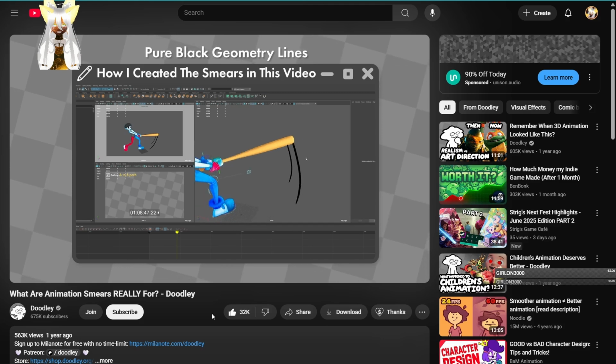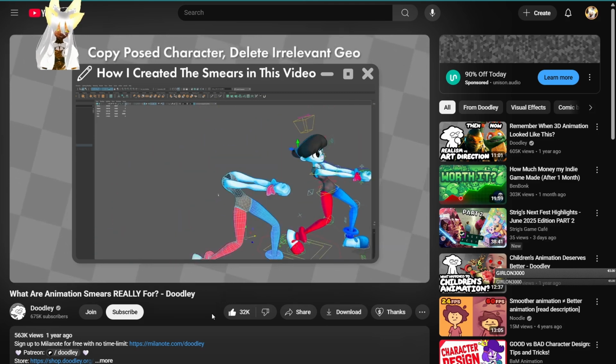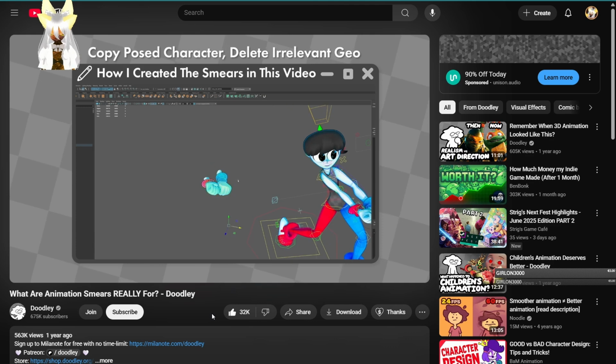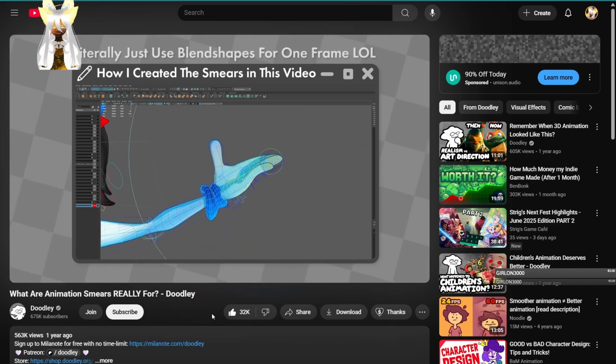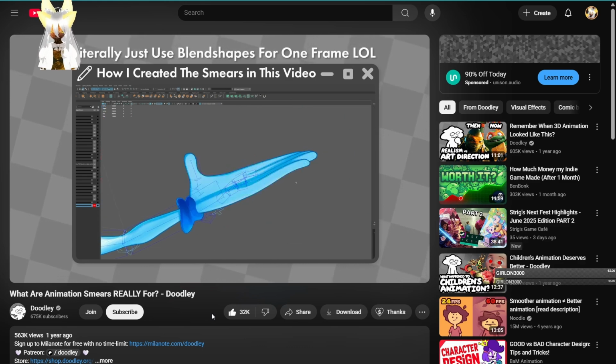That's it, go nuts. Or if you want to create a smear from the character's rig, just pose the character, copy the geometry, and delete any geometry that isn't part of the smear. There, now you have a multiple. Or you can make smears through blend shapes, and just sculpt the geometry the way you want.